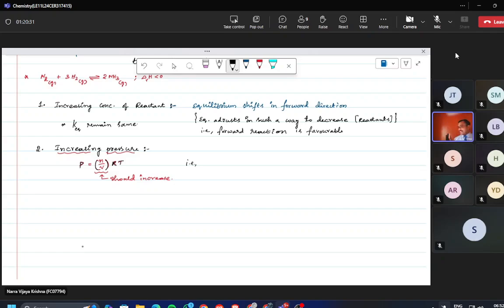I will explain. That is, on increasing P, under that P I am writing n by V increased. Correct?